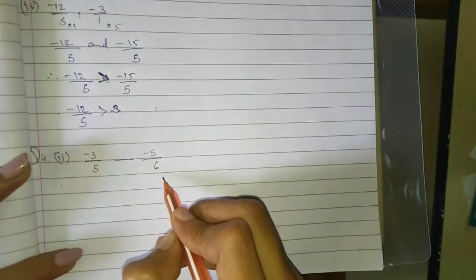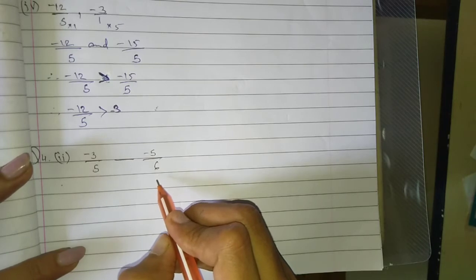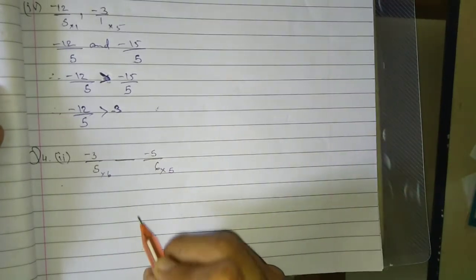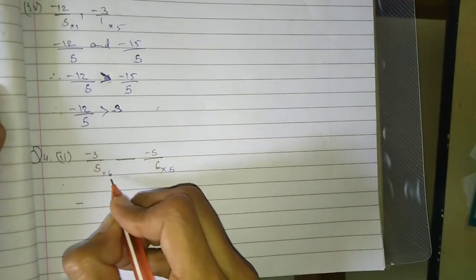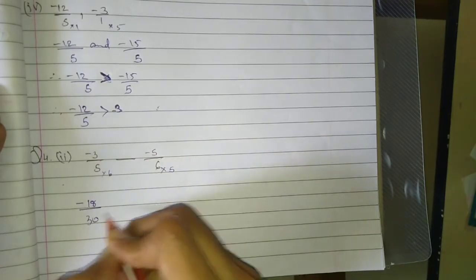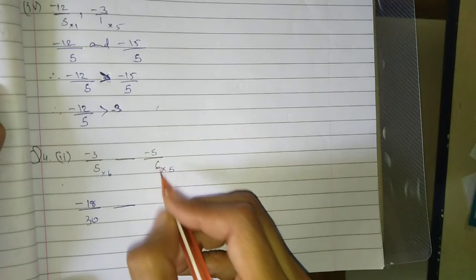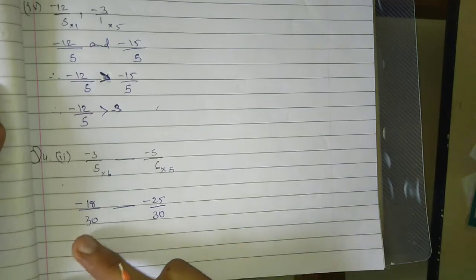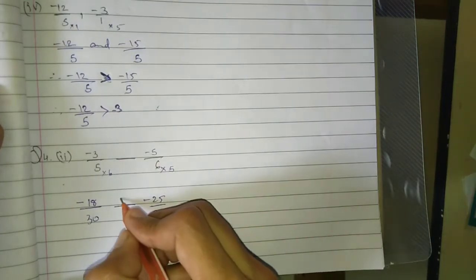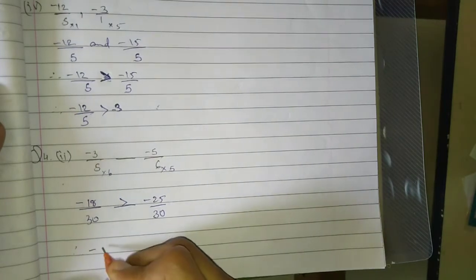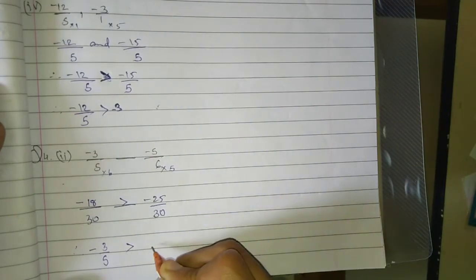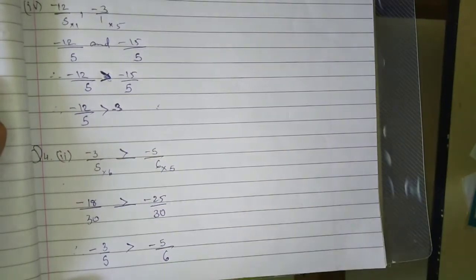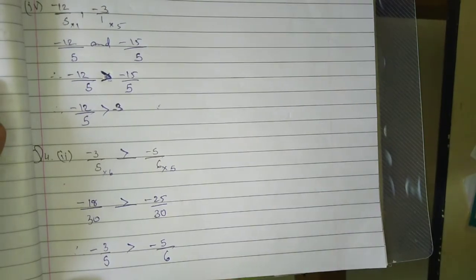Denominators are different, so we have to find the LCM. LCM is 30, right? So 5 sixes are 30 and 6 fives are 30. Now do it. Minus 3 into 6 is minus 18 upon 30 and minus 5 into 5 is minus 25 upon 30. Now here which one is greater? Minus 18 or minus 25? Minus 18 is greater. So the answer: minus 3 upon 5 is greater than minus 5 upon 6. So let us fill this. Minus 3 upon 5 is greater than minus 5 upon 6.